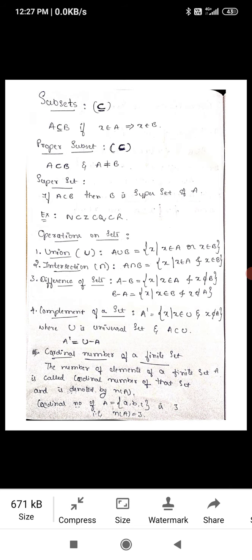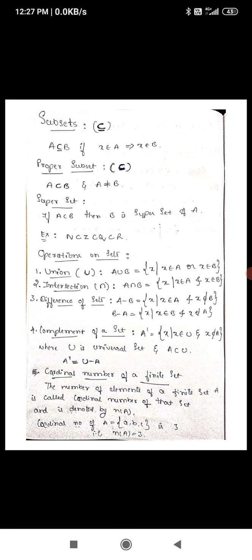Given two sets A and B, A is said to be a subset of B if x belongs to A implies x belongs to B. That is, if every element of set A is also an element of set B, then A is said to be a subset of B. In this case, A may be equal to B also. Next, proper subset. A is said to be a proper subset of B if every element of set A is also an element of set B, but A is not equal to B.